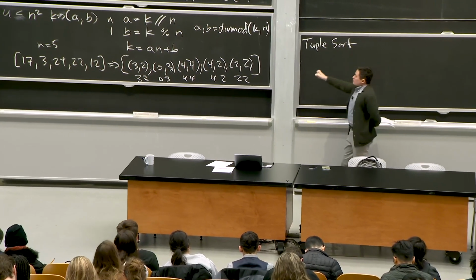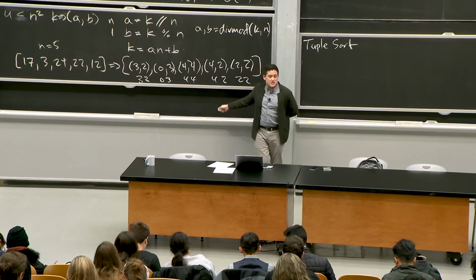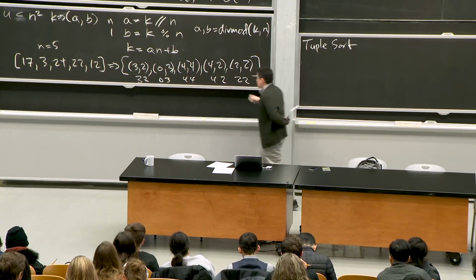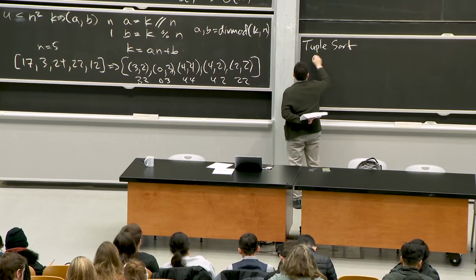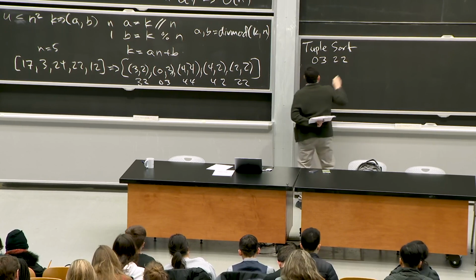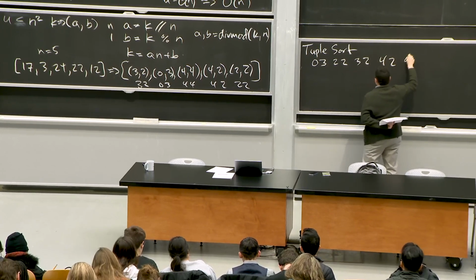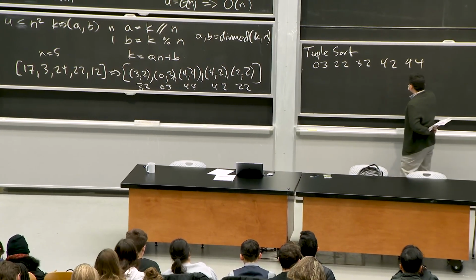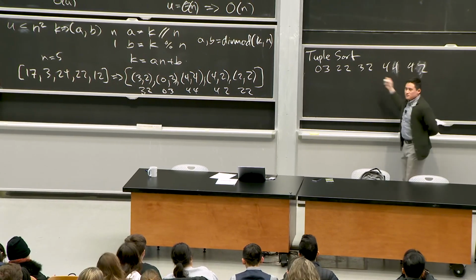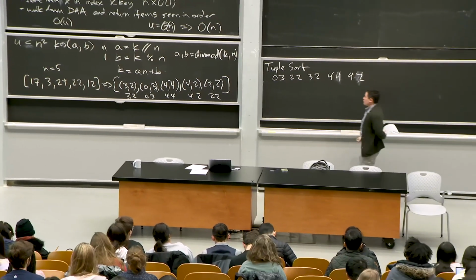So let's start by sorting all of these things by the most significant thing, right? Which is by this guy, this guy, this guy, this guy, and this guy. Okay, so how do I do it? The first one is 03. Second one is 22. The next one is 32. 42, and then 44. Maybe 44? I don't know. Does it matter, the order in which I put these things? I don't know. I'm just going to keep it the same order for now.